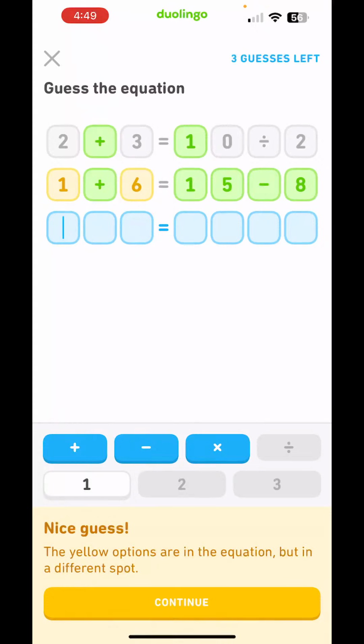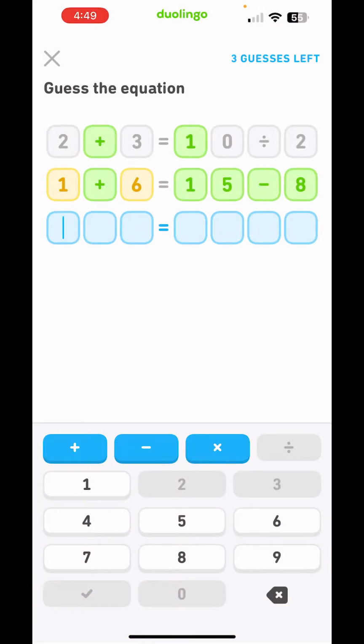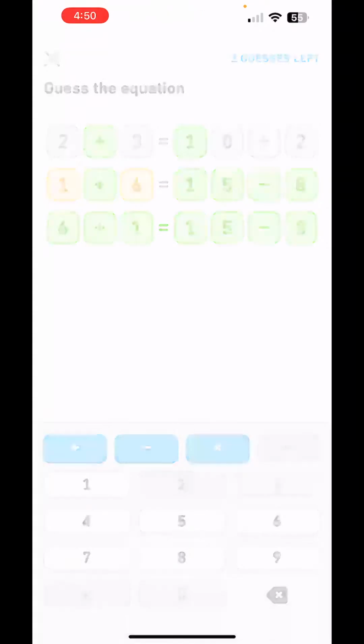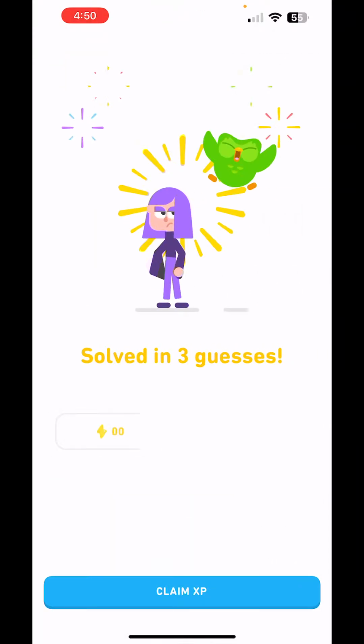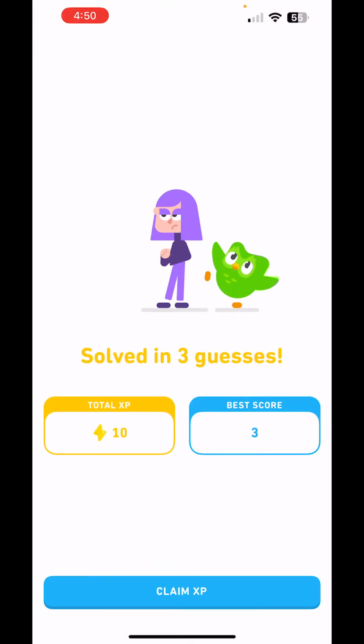So I think here we would just have to put the 6 where the 1 is and the 1 where the 6 is. So the equation here would be 6 plus 1 equals 15 minus 8. And there we go. We guessed the equation. Yay, that was really cool. That was fun. I hope you guys enjoyed that.